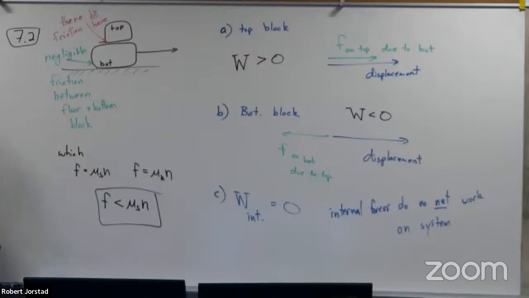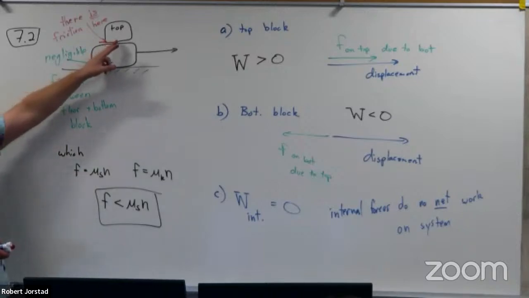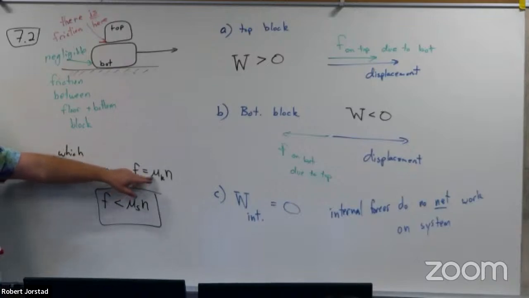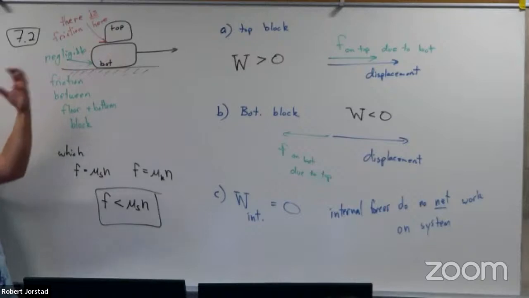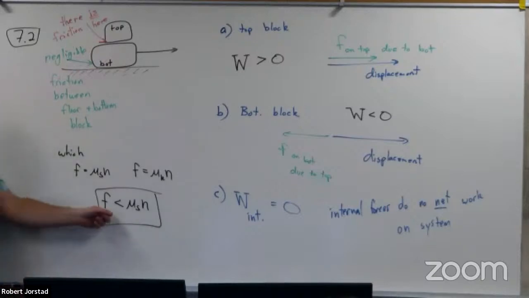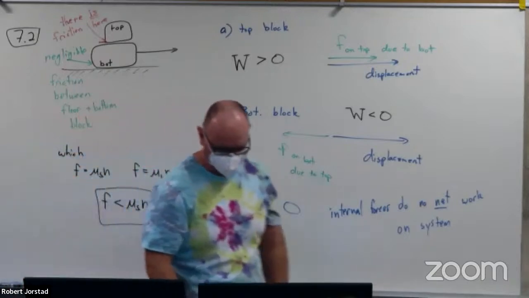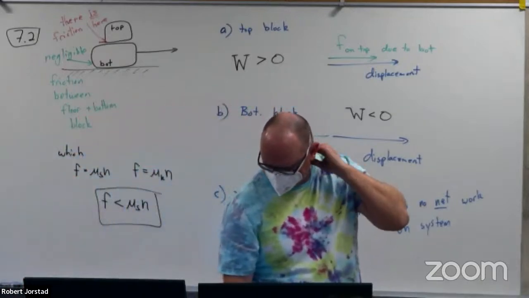Do you agree? We don't see anything in this problem that says it's on the verge of slipping. If it's on the verge of slipping, this is true. Just because the top block is moving doesn't mean I use kinetic friction. It's not moving relative to the bottom. So this would actually be the correct one. Nice job. That was just for fun. All right.